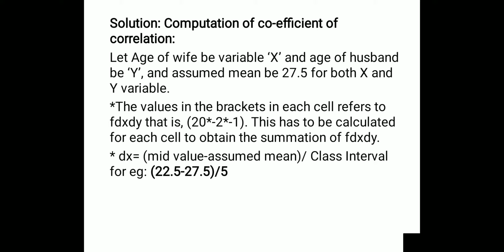Let the age of wife be assumed as x and the age of husband as y, and the assumed mean of x be 27.5, and the same for the y variable. The values in the brackets in each cell refer to f dx dy. I'll explain that in the table part. Here, dx is equal to mid value minus assumed mean, that is x minus x bar, divided by class interval.